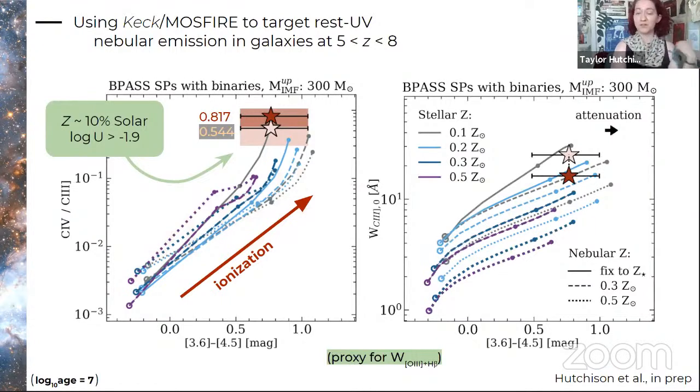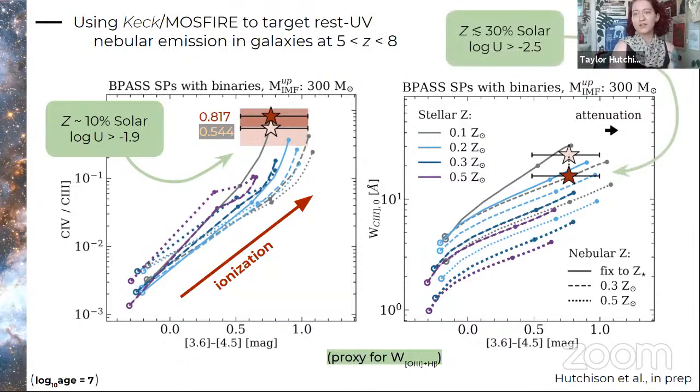But just to also compare to some previous measurements for some clarity for y'all. What I'm showing you here on the right-hand side now is the carbon-3 equivalent width on the y-axis and still IRAC color. You can see that with those measurements, it's pretty good agreement with what we have with our carbon-4 measurement: less than 30% solar and an ionization log U greater than -2.5. So we're still seeing this story of a really high-ionization, low-metallicity system.